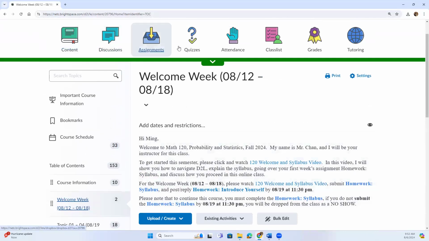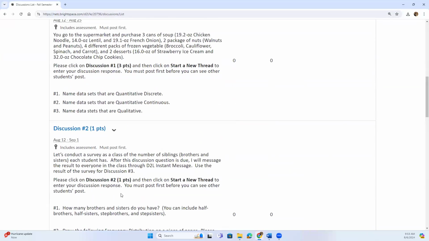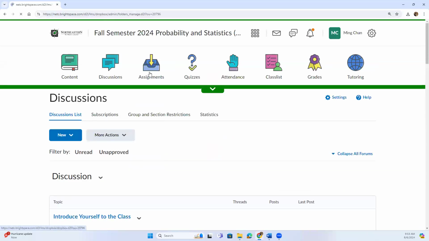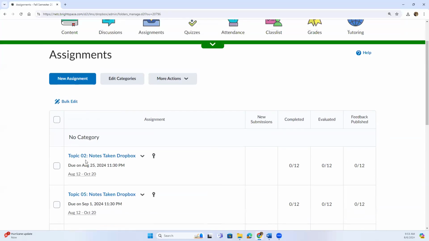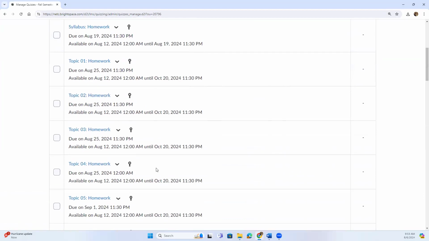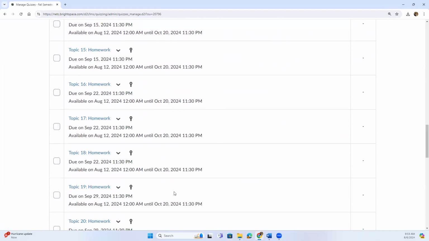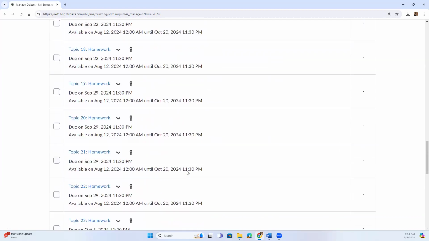If I go up to the top over here, under discussions, if I click on that, you will see the list of discussions that we have in this class. Under assignments, you will see all the notes that you're supposed to turn in. The name of the Dropbox tells you which topical notes you need to turn in. Quizzes is where our projects and homework are located. Projects are down here at the bottom, I believe.